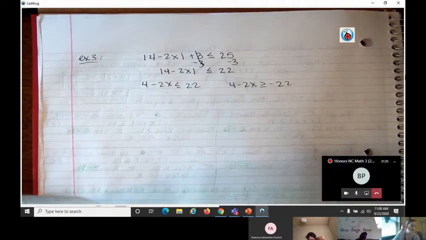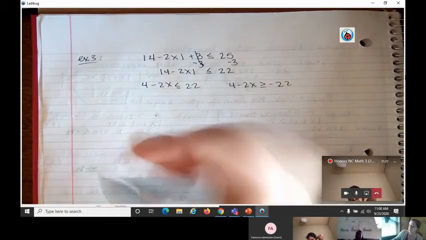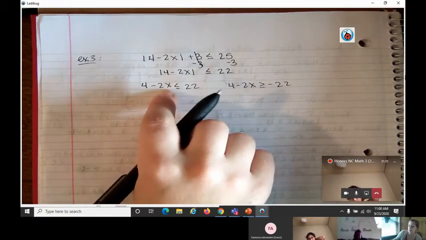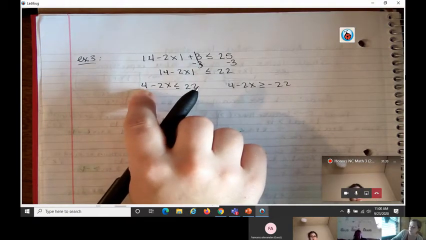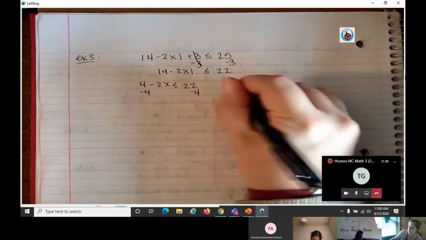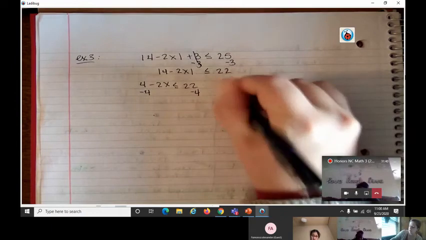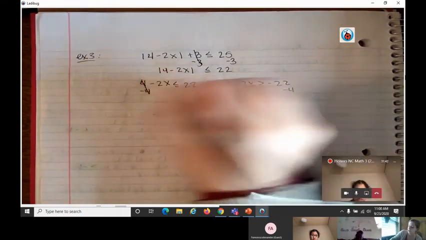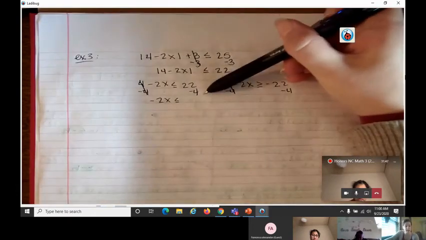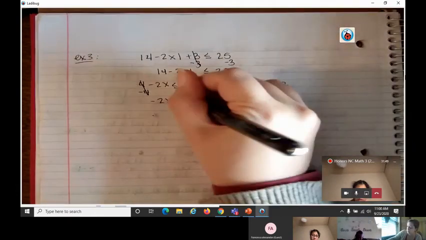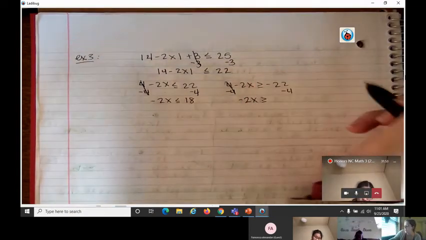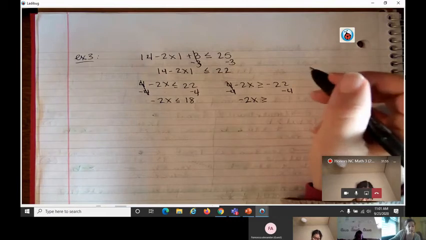So now I need to solve. Be careful because I put the x second this time. Okay, so this 4 up here needs to be subtracted. Okay, and then I'll have negative 2x. And 22 minus 4 should give me 18. And then negative 2x. And negative 22 and negative 4 should give me negative 26.